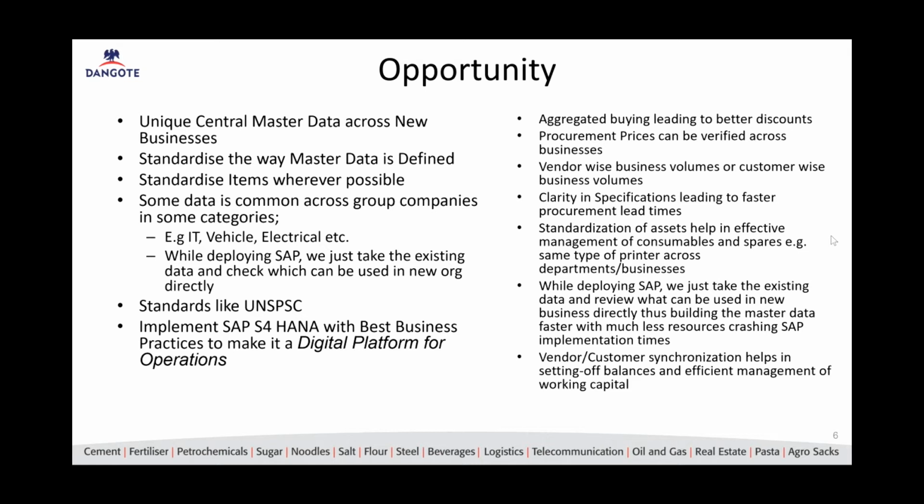If your materials are standardized, you can do aggregated buying across the businesses, leading to better prices. Procurement teams can verify the prices across the business of the same item easily. Vendor wise business volumes or customer wise business volumes can be taken easily because vendors are standardized. Clarity in specifications leads to faster procurement lead times.